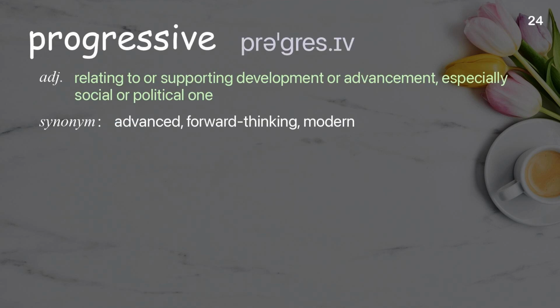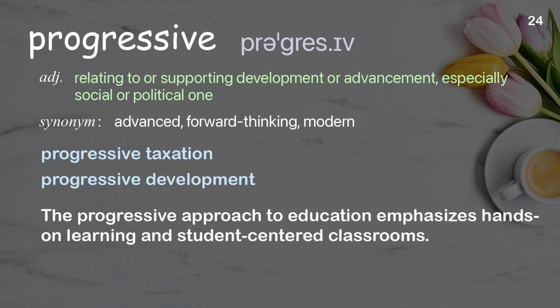Progressive. Relating to or supporting development or advancement, especially social or political one. Examples. Progressive taxation. Progressive development. The progressive approach to education emphasizes hands-on learning and student-centered classrooms.